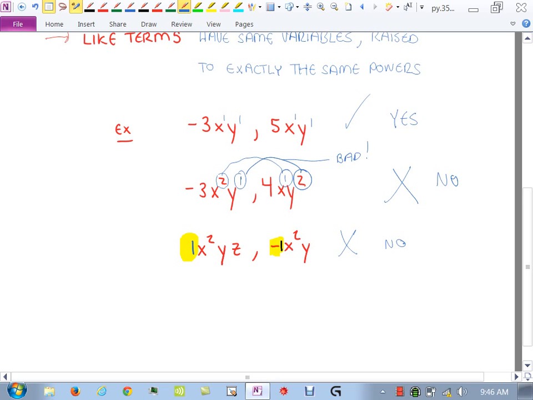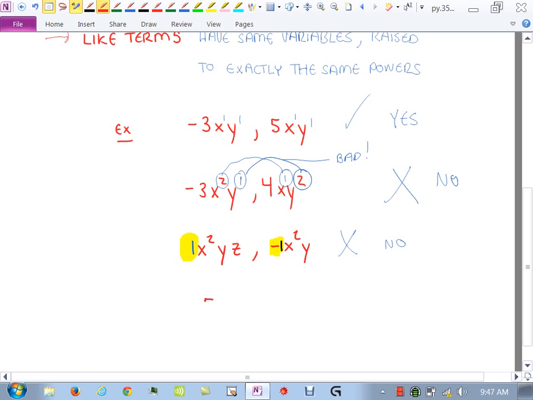So the reason why we need to be able to identify like terms is because we want to be able to add and subtract them. And to add, we're going to discover that terms have to be like terms. That's the only way you can add two terms together, is if they're like. Now, let me give you one more example here.